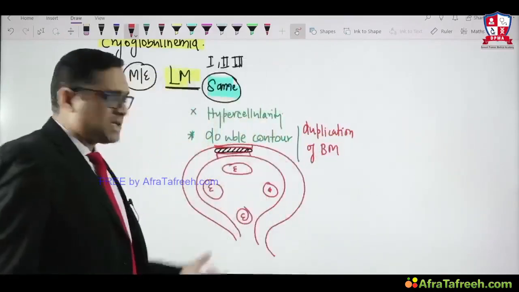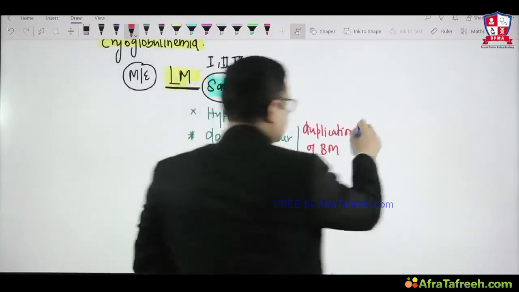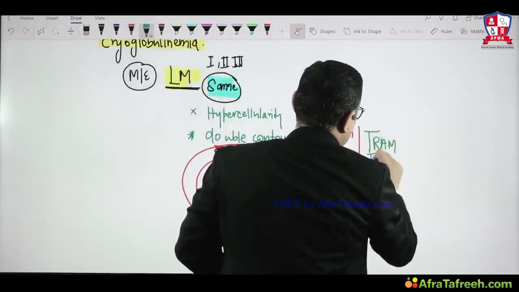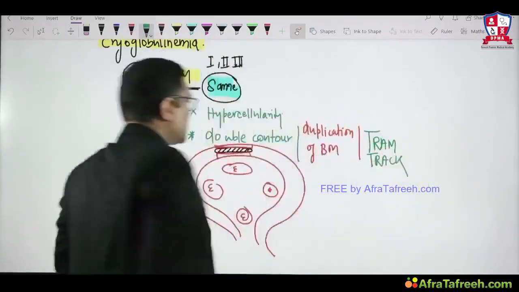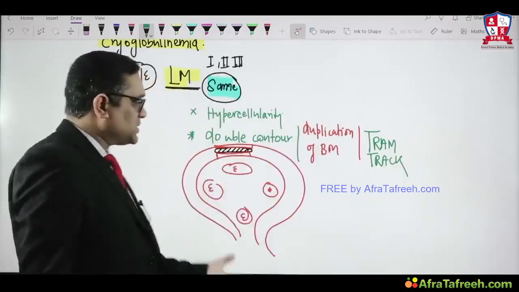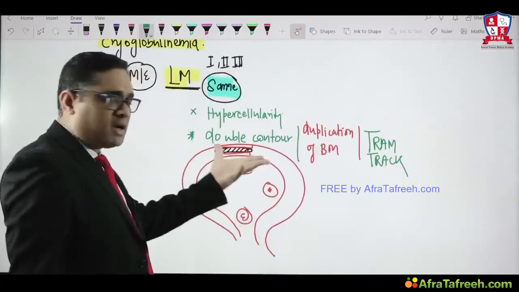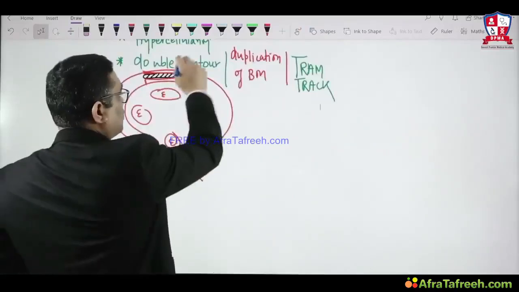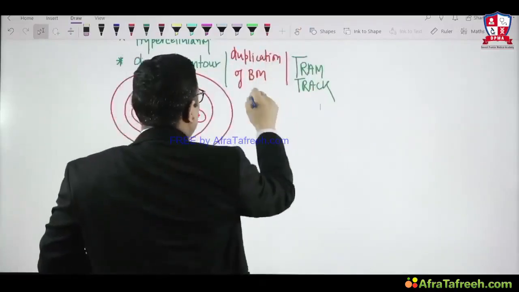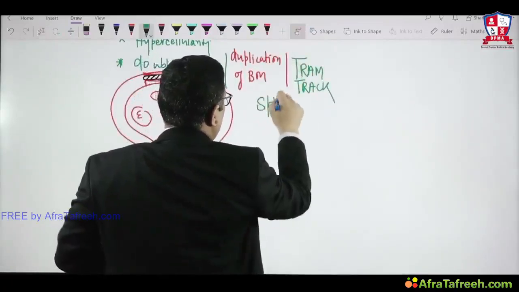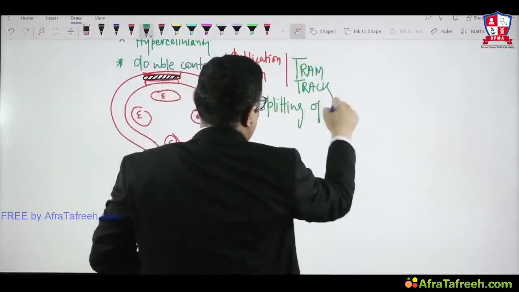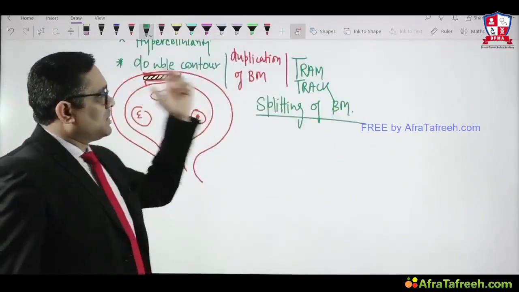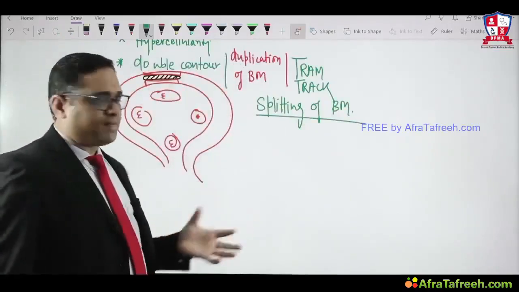So double contour, duplication of the basement membrane, or tram track appearance. This is another important feature which the examiner says, tram track appearance. Sometimes it feels as if it has been split into two parts because of immune complex. So it is also called splitting of the basement membrane. Double contour, duplication, tram track, splitting of the basement membrane, all these are the findings you will see in case of MPGN, right?